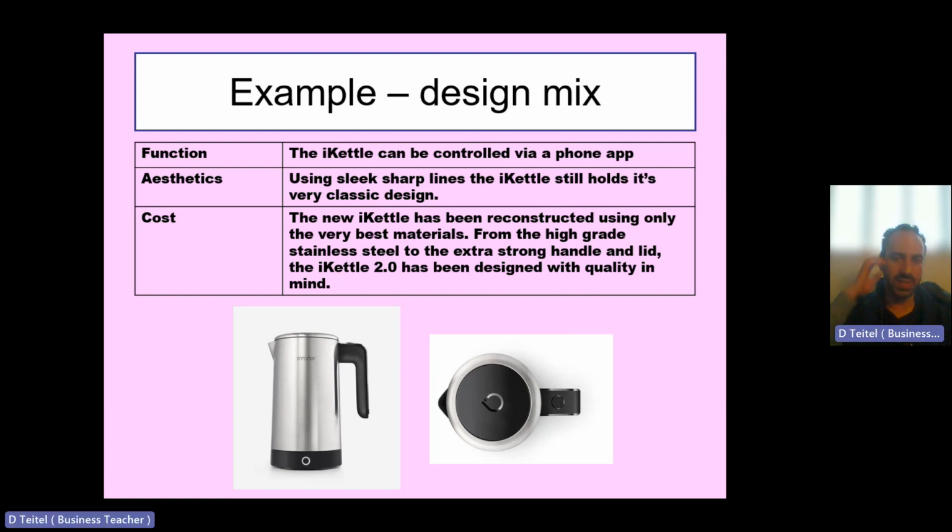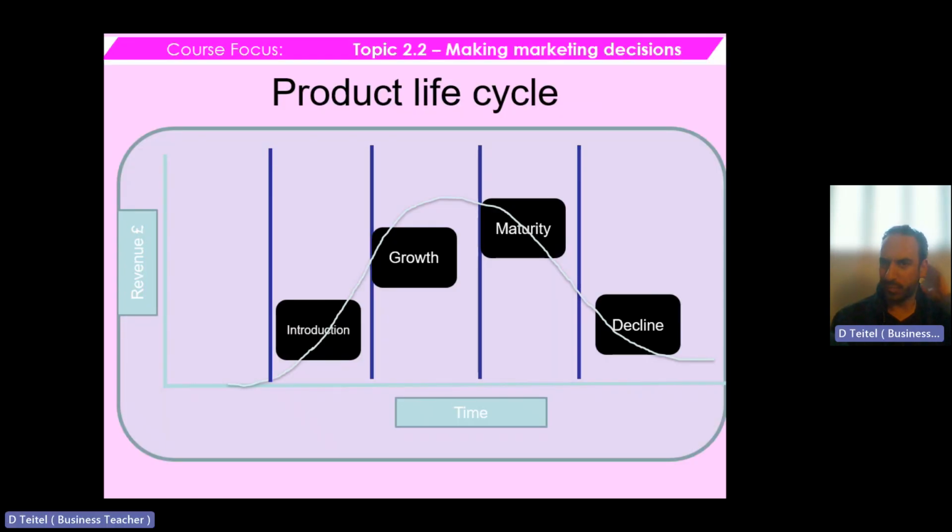So this is how the design mix is incorporated into all of that. So when we started talking about the product life cycle before, this is when you look at the introduction of the product in its growth stage. When it's at maturity is where it kind of peaks, and then it starts to decline. So this is over time, and this is the revenue that it gets during that period.